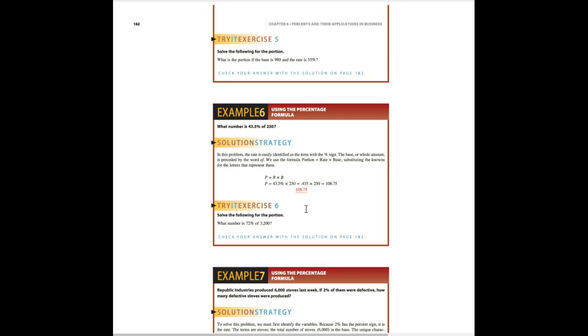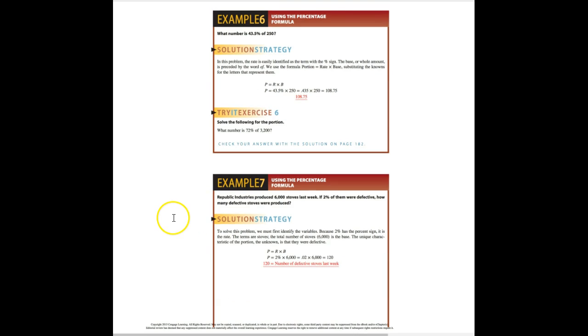Go ahead, pause the video, do Try It exercise 6 on your own, check your answer on 182. Okay, now let's take a look at example 7, which is using the percentage formula again. It's the same one that we just used, P equals R times B. It says Republic Industries procured 6,000 stoves last week. 2% were defective. How many defective stoves were produced? So 2%, move the decimal place 2 places to the left, 0.02 times 6,000. 120 stoves were defective last week.